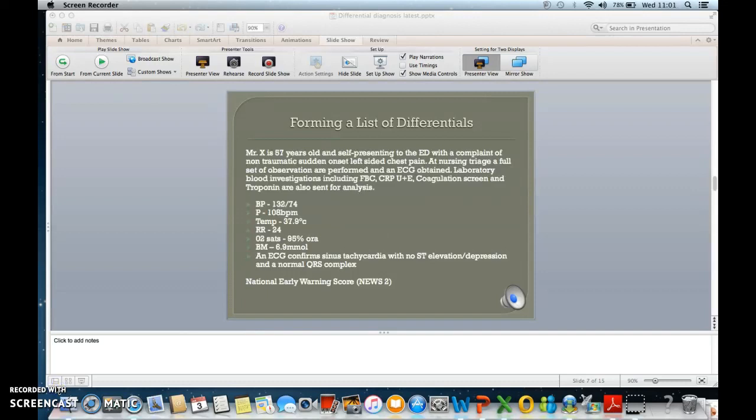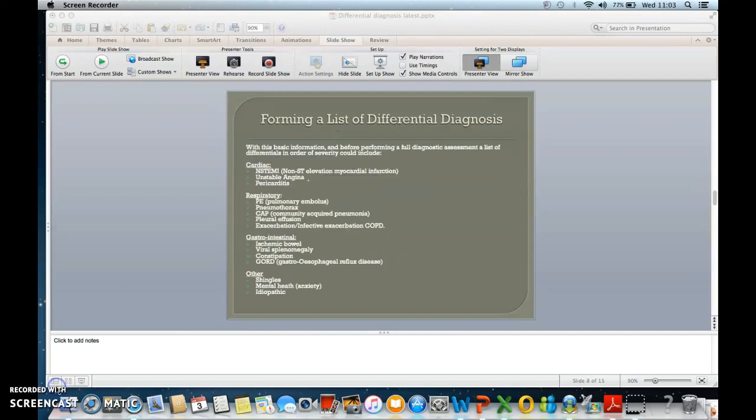From a respiratory point of view, it could be a PE, it could be a pneumothorax, it could have developed a community-acquired pneumonia, it could be a pleural effusion, and it may even be an exacerbation or infective exacerbation of a COPD. Gastrointestinal, it could be an ischemic bowel, it could be a viral splenomegaly, it could be constipation, or it may be GORD. Others may include shingles, it may be anxiety-related, or it may just be idiopathic, non-specific chest pain.